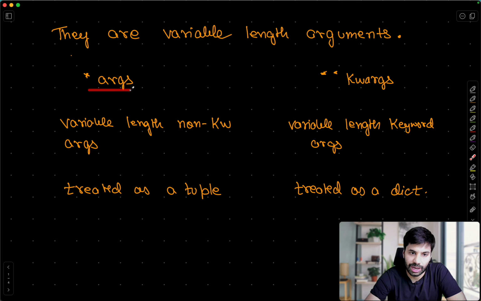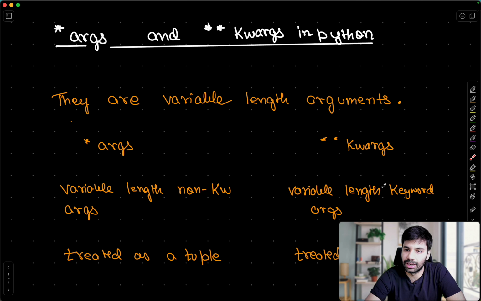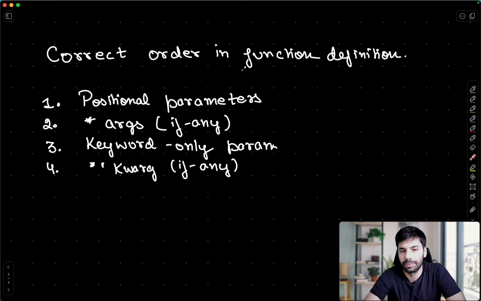The notes are also there. Variable non-keyword arguments are treated as a tuple, variable keyword arguments are treated as a dictionary. It makes sense why they are treated as a dictionary, because we will be needing the keys as well. Okay, so correct order in function definition. Whenever you're defining a function, the correct order is this: first positional arguments, a, b, c, anything which you want to use, then star args, then keyword-only parameters.